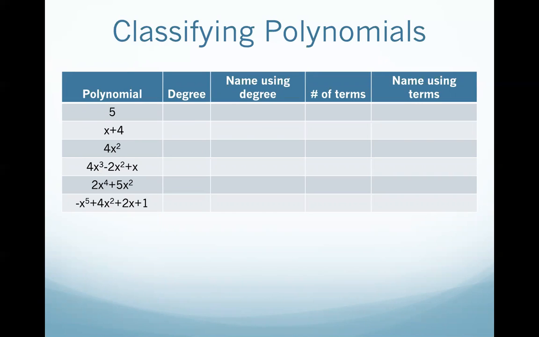Okay, so we have here a list of polynomials, and we're going to look at how we can classify these. There's two different things that we're going to look at. We're going to look at the degree. The degree means the exponent, and we're looking for the biggest exponent on a variable. So we're looking for which x has the biggest power, or if maybe our variable is t, which t has the biggest power.